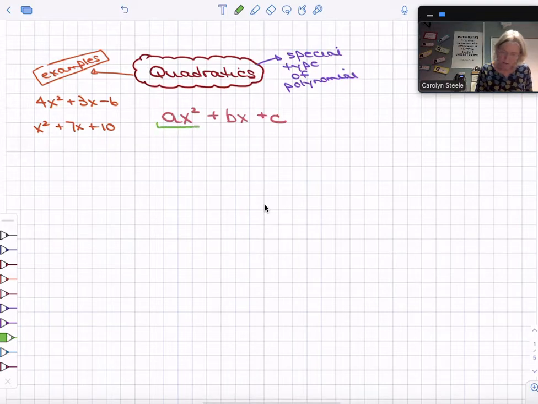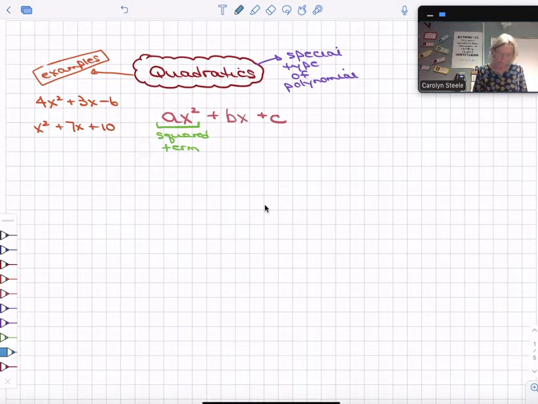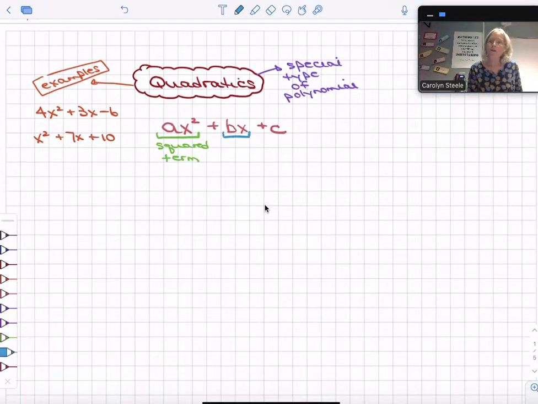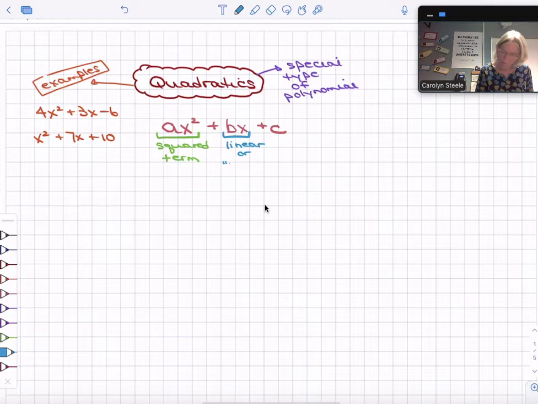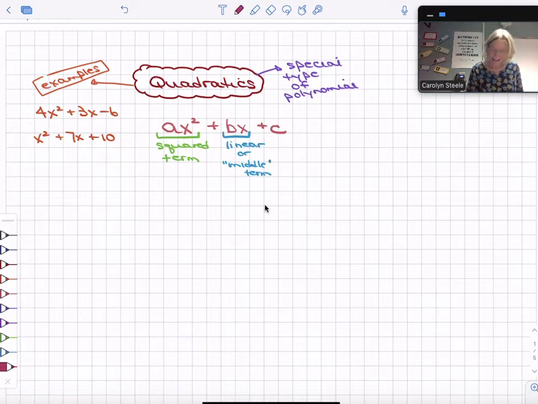We say this first one is the squared term because it has the variable being squared. The second term, we either call that the linear term, because the power of 1 means linear, a line, or sometimes we just call it the middle term because it's in the middle. So that's the linear or middle term. And then finally, we have at the end our constant.